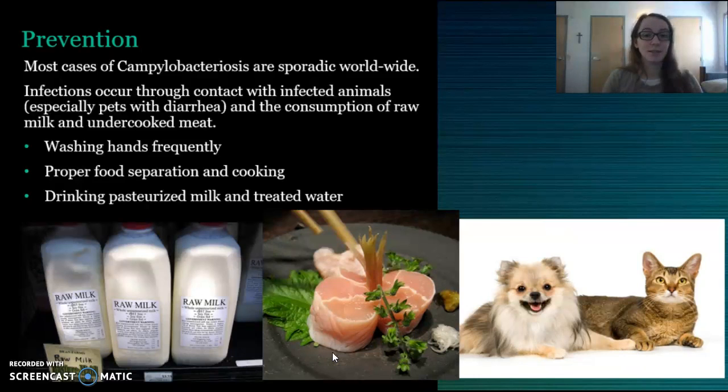So in order to try to prevent Campylobacteriosis, the best method is just prevention: washing your hands frequently, using proper food separation, so your veggies separated from your raw meats, and then cooking your meats completely, so don't be like those people with this new trend of eating raw chicken sushi. That's a bad idea. And then drinking pasteurized milk and treated water, just to make sure that the Campylobacter is no longer within the item that you are eating.